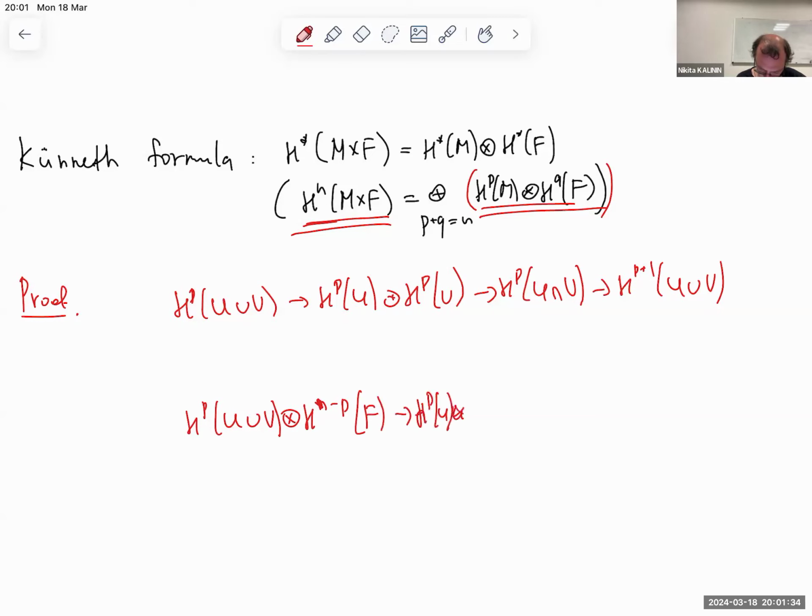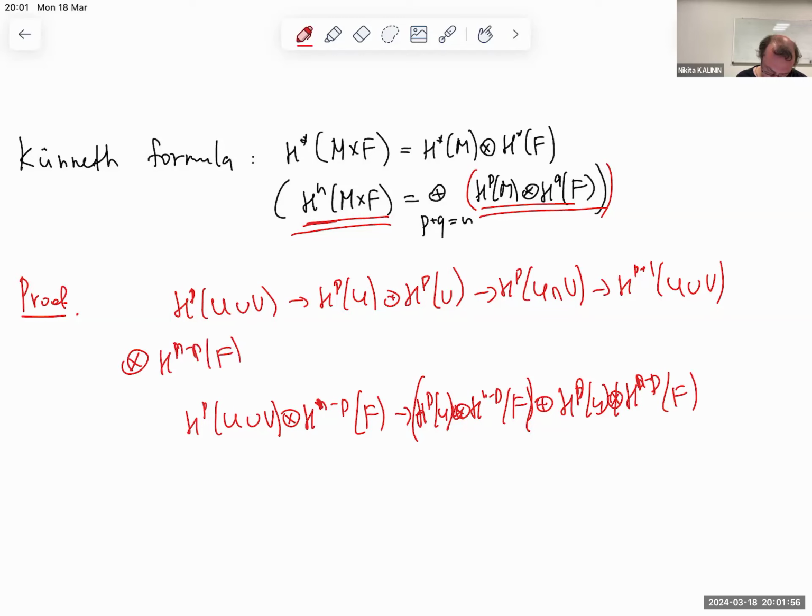U plus HP of U multiplied by Hn minus P of F. So, anyway, just multiply by Hn minus P of F. Okay, so you multiply the whole sequence, and then you sum over all P.